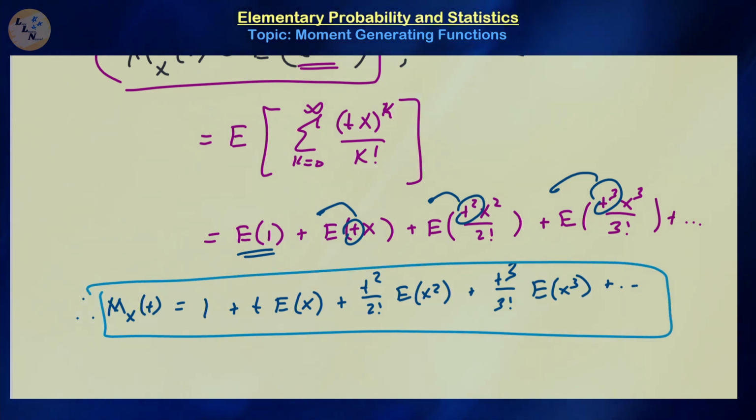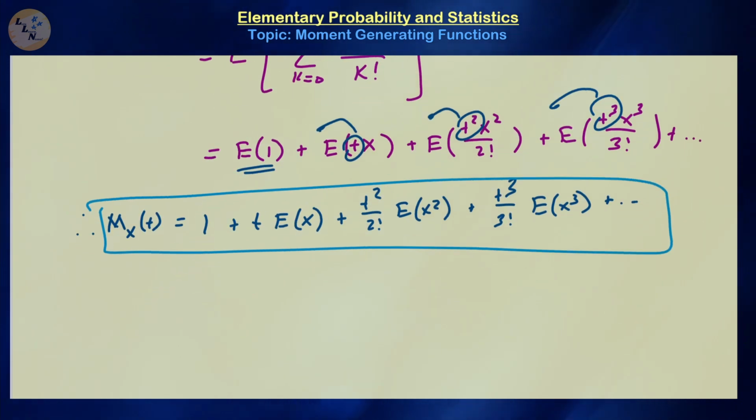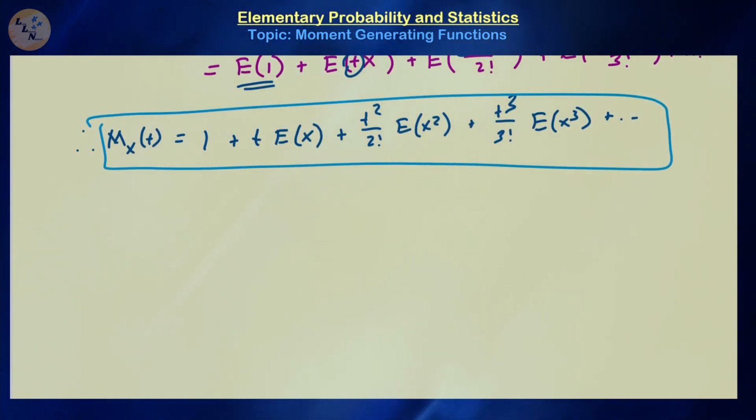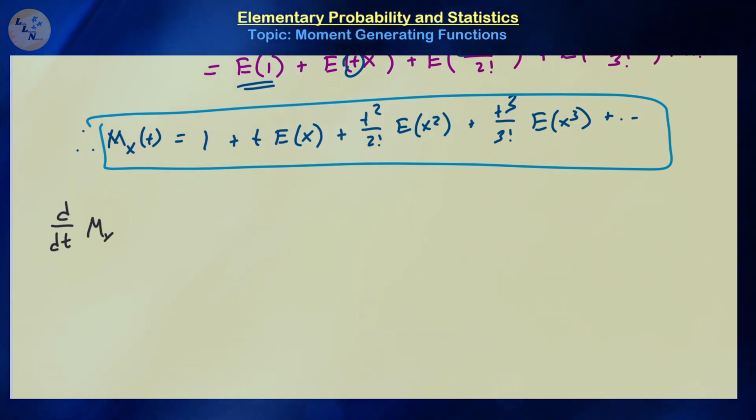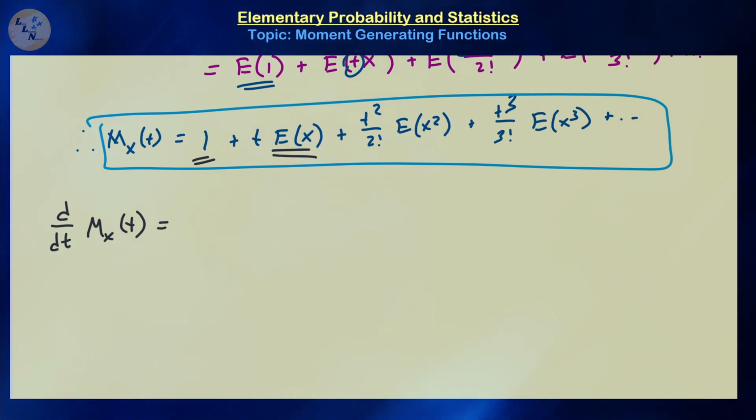Now, let us assume that you know calculus, and let us just take the derivative of this expression with respect to t. So what is the derivative with respect to t of this particular function? If I take the derivative of a constant, I should get 0. Keep in mind the expected value is just a number, so the derivative of a number times t is just going to be that number.